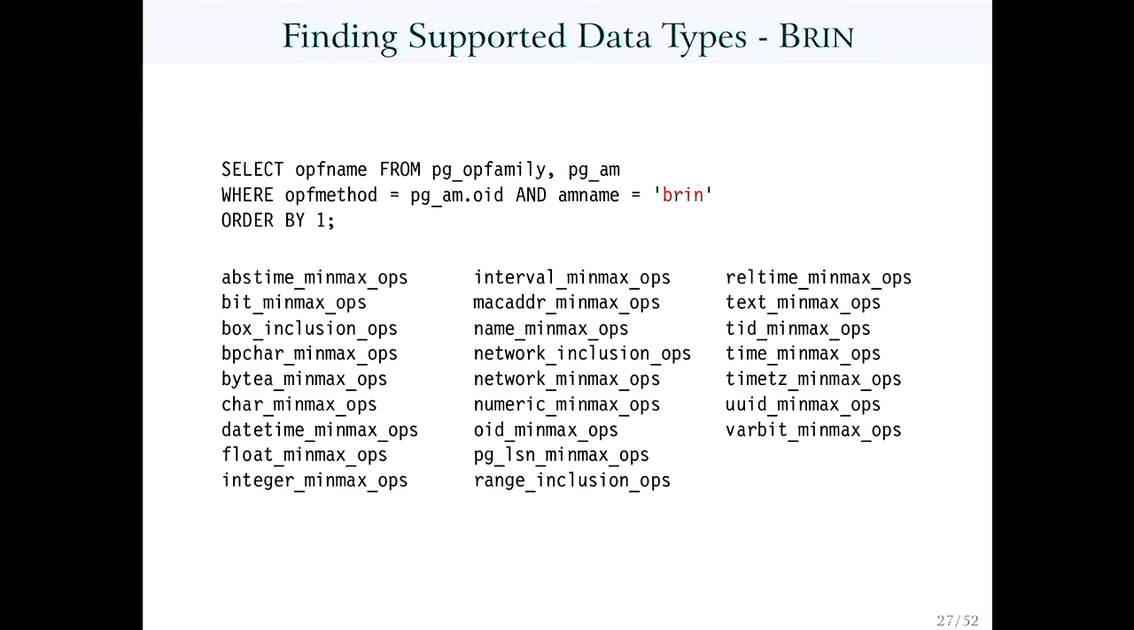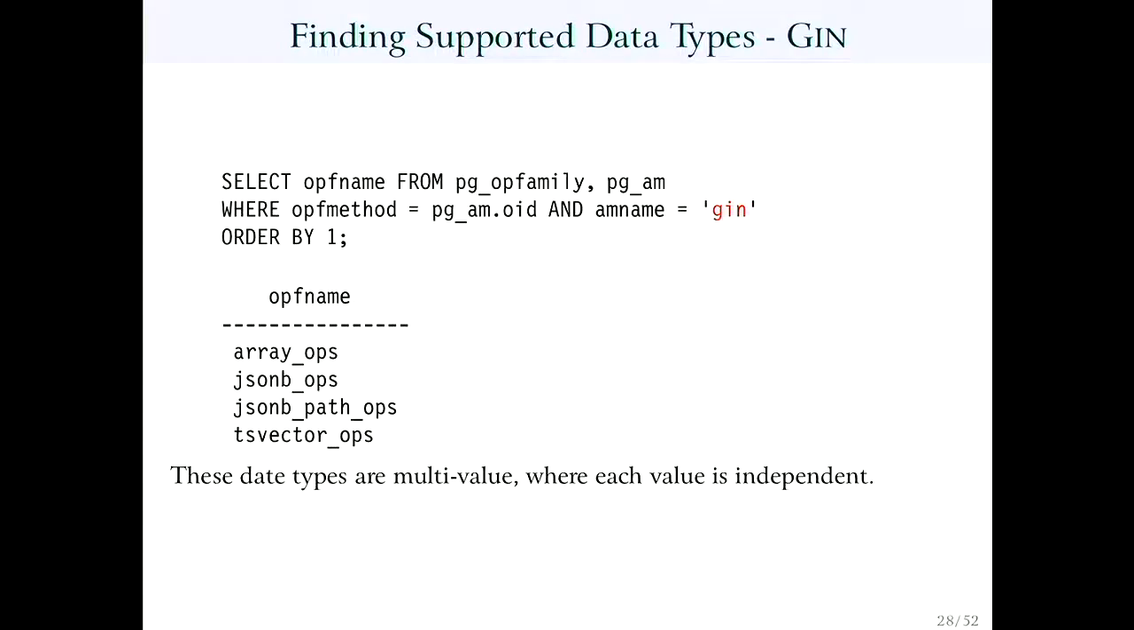No surprise. If we look at brin, again, this is that tiny index where we can slice things up, and you can see that it's effectively slicing it up very well. A whole bunch of different data types are going to be sliced up with brin.